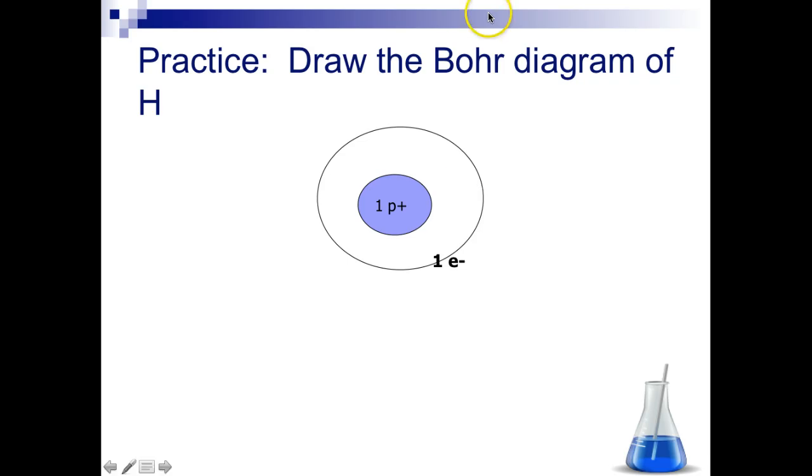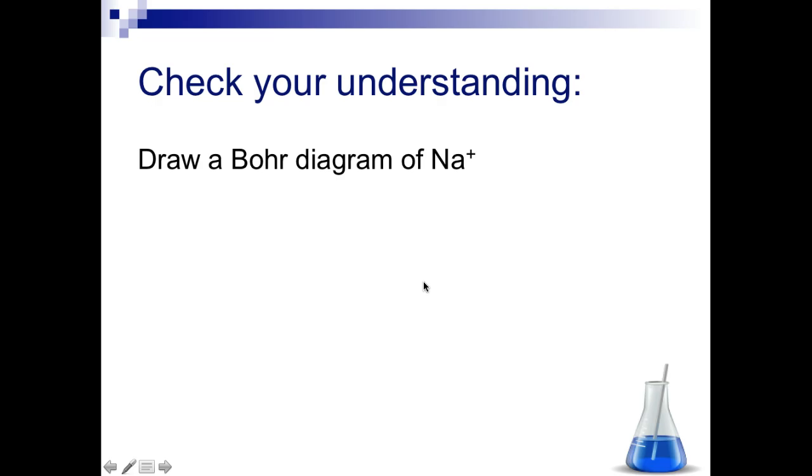Now what about for hydrogen? Hydrogen's Bohr diagram is kind of boring. So it has 1 proton in the middle, and it only has 1 ring with 1 electron on the outside. All right, so let's see if you can draw the Bohr diagram of sodium on your own, and we're going to check that in class tomorrow.